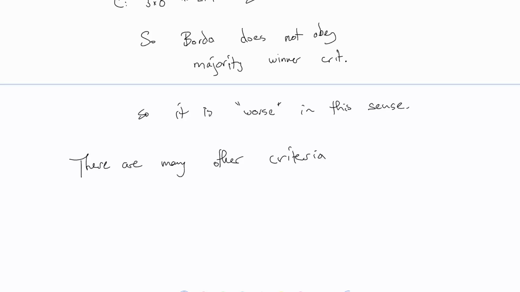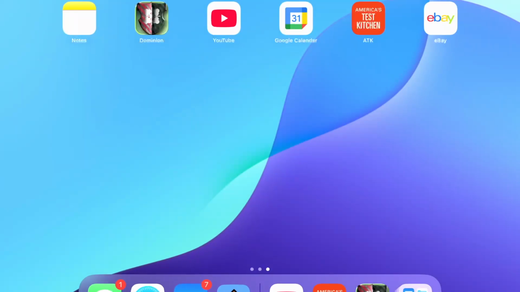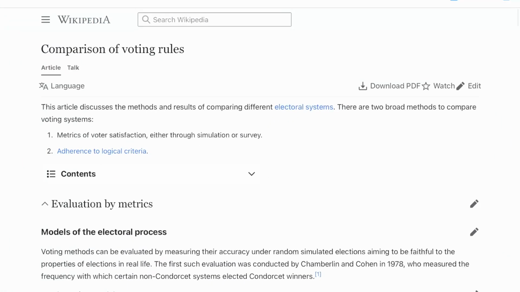And I thought, just to demonstrate this, like I said, when I taught this course in the past, we actually did 4 different criteria. I decided to cut it down, but I would like to just show you briefly. There's a very nice Wikipedia article that you can look at if you're interested in this sort of thing. Oh yeah, it's called Comparison of Voting Rules.